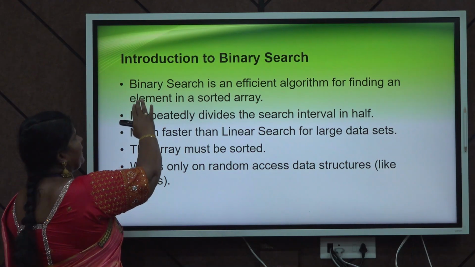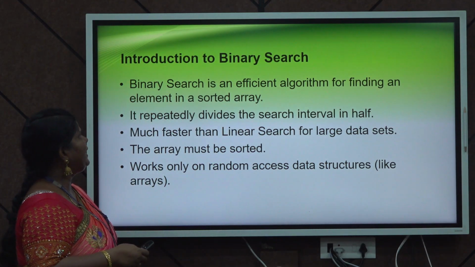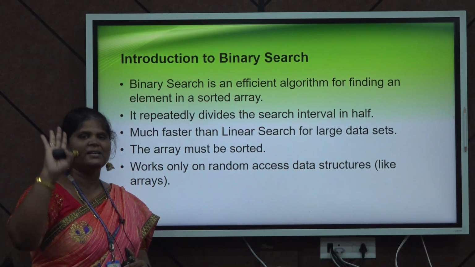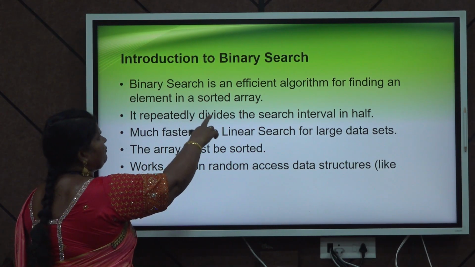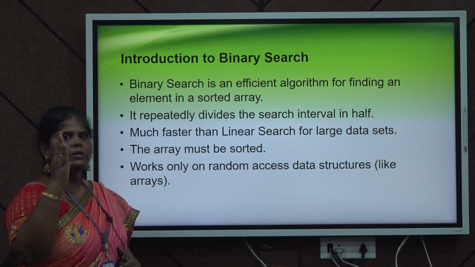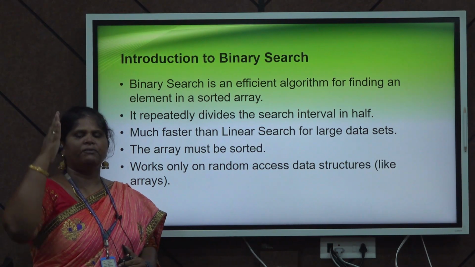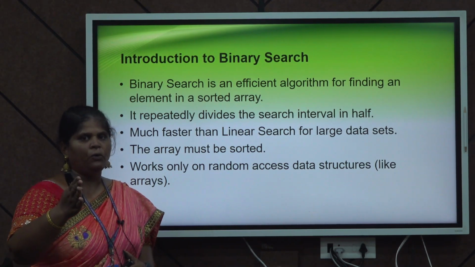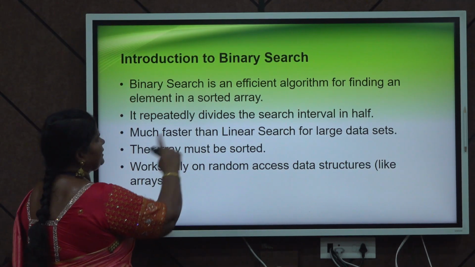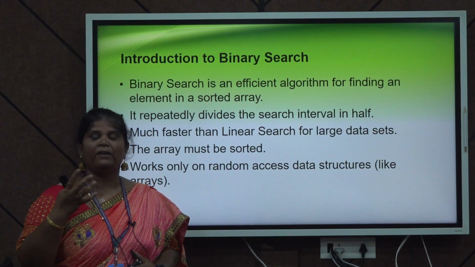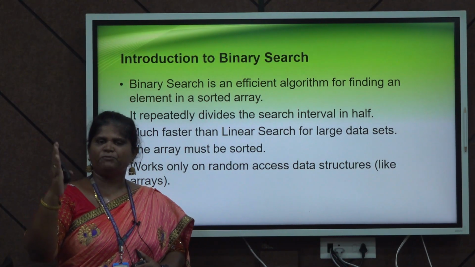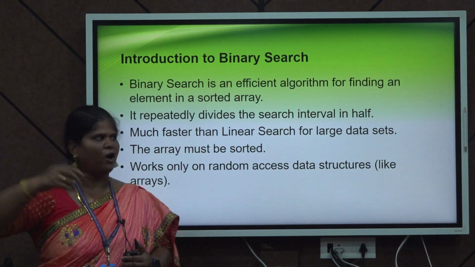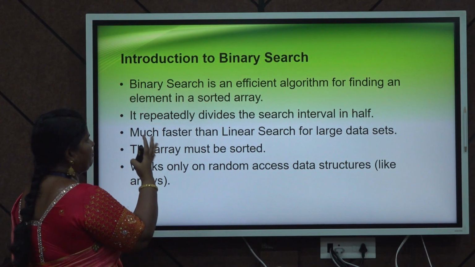So binary search is an efficient algorithm for finding an element in a sorted array. So we are going to give the input as a sorted array. It repeatedly divides the search interval in half. So we have to divide the elements into two halves with the help of the mid value. We will discuss it later. Much faster than the linear search for large data. It is much faster because if the element is found in one half, then we are not going to search the other half. That is the very interesting one.